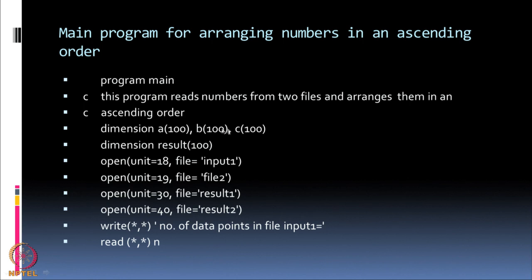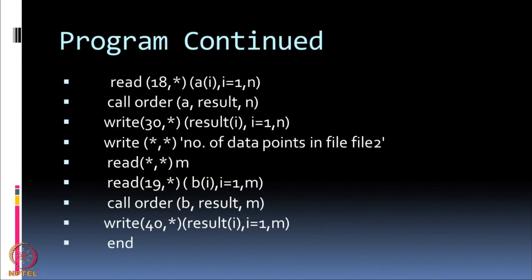So, again, there are 4 objects here, A, B, C are dimensioned variables, result is 100. What I will do is open 18, 19, 30, these are all units. 18 will open input 1, 19 is input 2, 30 is result 1, 40 is result 2 and so on. Write the number of data points in file input 1. So, what will this read now? Read n from the screen, n will tell me the number of data points. Then read 18 comma star, I going from 1 to n. Suppose n is 20, from that file 18 it will read all the 20 data points.